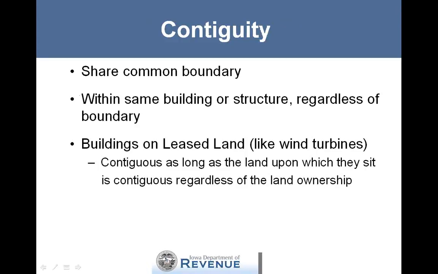For contiguity, the code tells us that we share a common boundary, that contiguity exists within the same building or structure regardless of the boundary, and that it applies to buildings on leased land, like the wind turbines, that are contiguous as long as the land upon which they sit is contiguous, regardless of who owns the land.